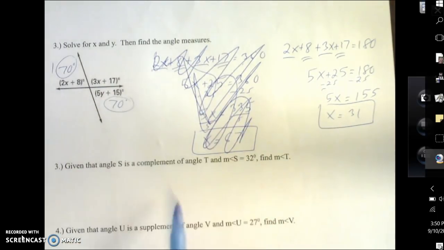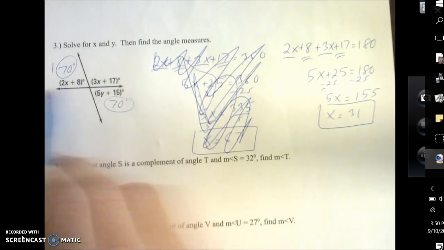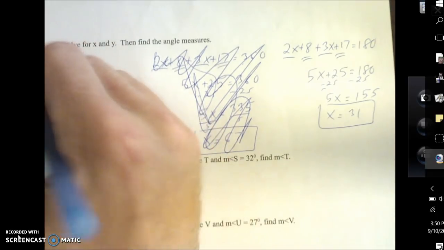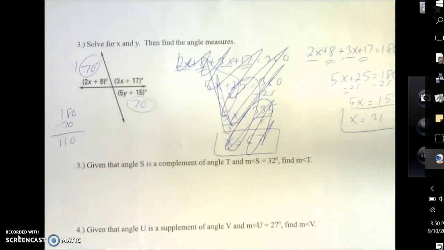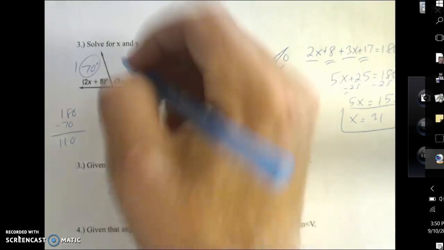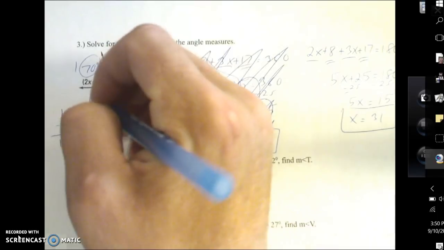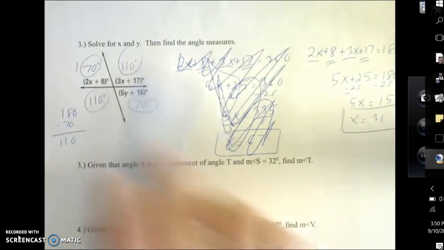Okay. And then, of course, if I want to find the angles next to it, what I can do is just do 180 minus 70. All right. Oops, sorry. To find the adjacent angles as well. 110 degrees, 110 degrees. Well, I still have to find y.